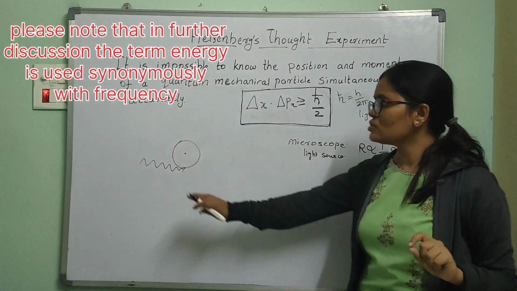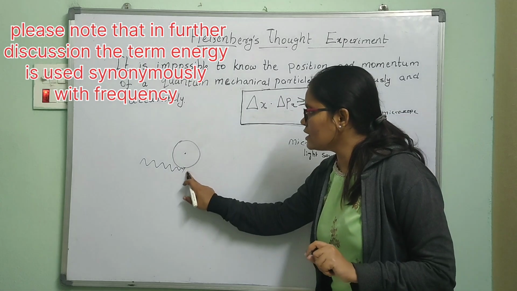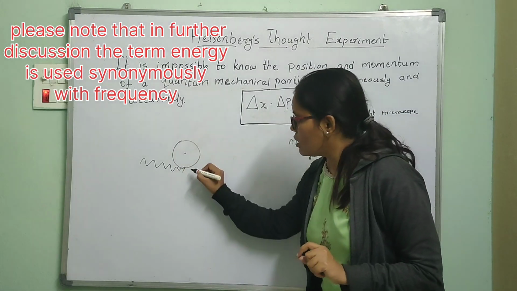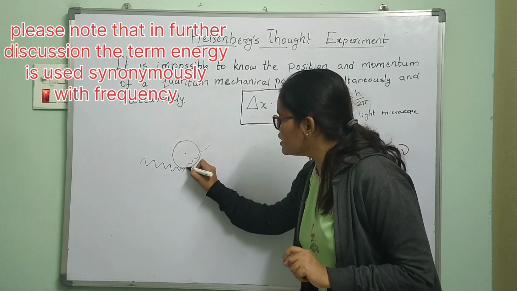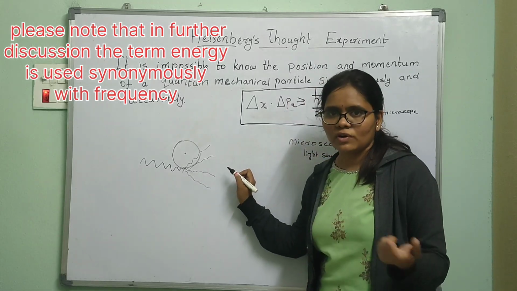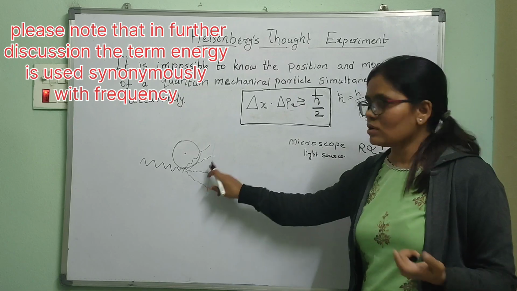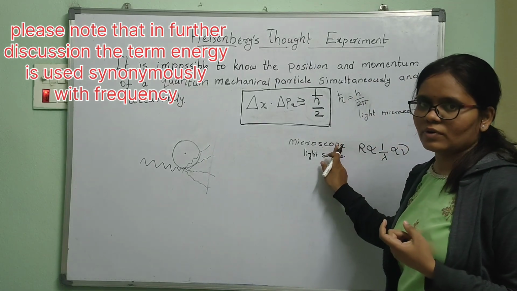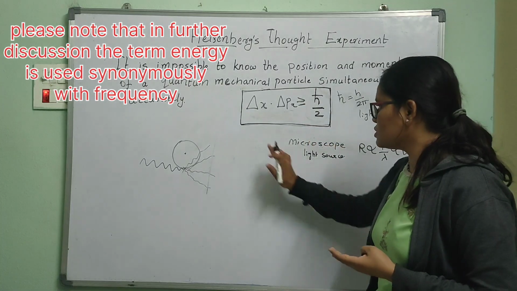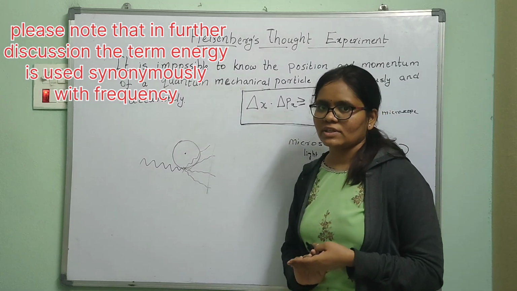Now, to determine the position of the electron, you have to shine light on this electron, right? When you incident light radiation on this electron, it will interact with the light. When it interacts with the light, it will scatter some of the light, or photons. Now these scattered photons will be detected by this microscope. So this is how you locate the position of an electron. The scattered photon will give you information about the position of the electron.